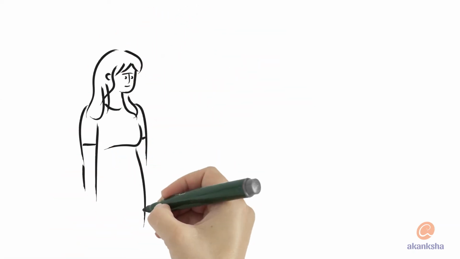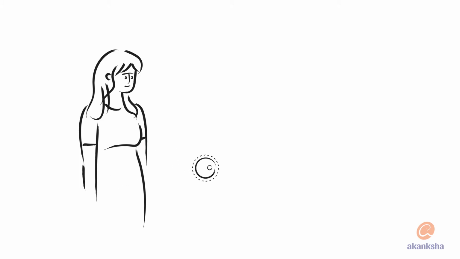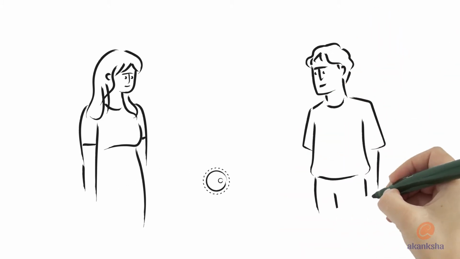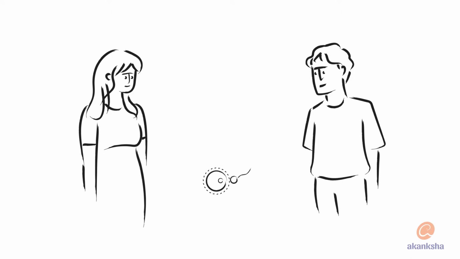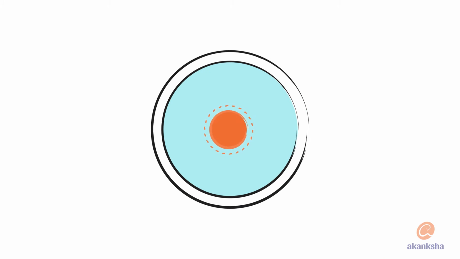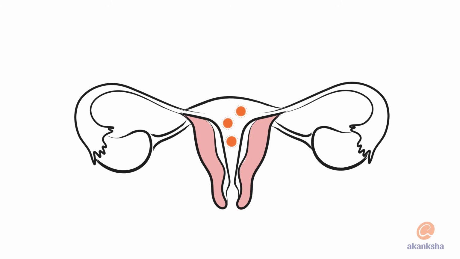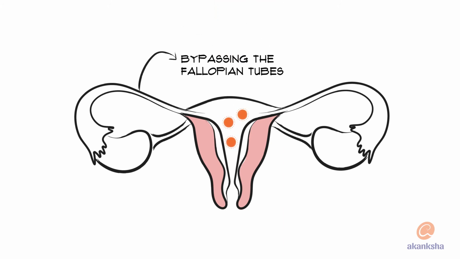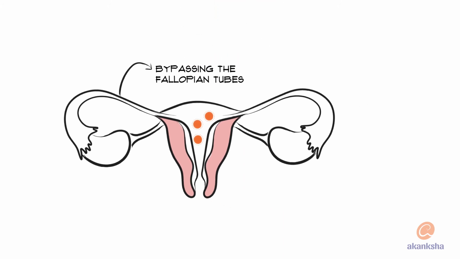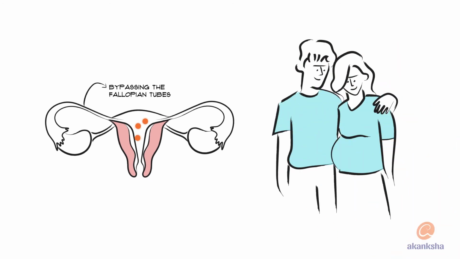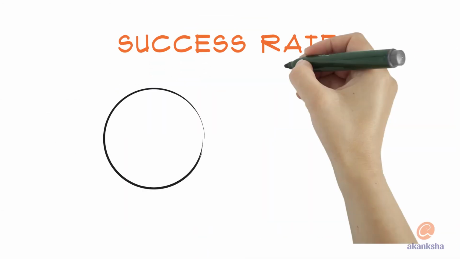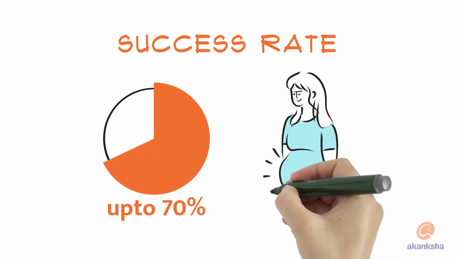In this process, eggs are surgically removed from the ovary and mixed with sperm outside the body in a petri dish. The eggs are examined to check if they have been fertilized by the sperm and are dividing into cells. These fertilized eggs, embryos, are then placed in the uterus of the woman, thereby bypassing the fallopian tubes, with the hope that a successful pregnancy will follow. Success rates for in vitro fertilization are up to 70%.